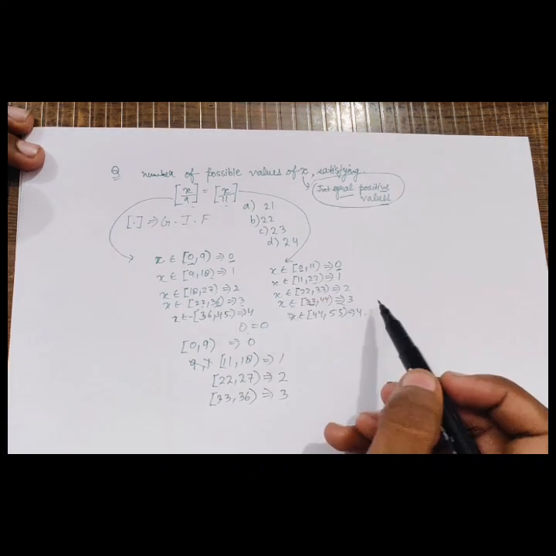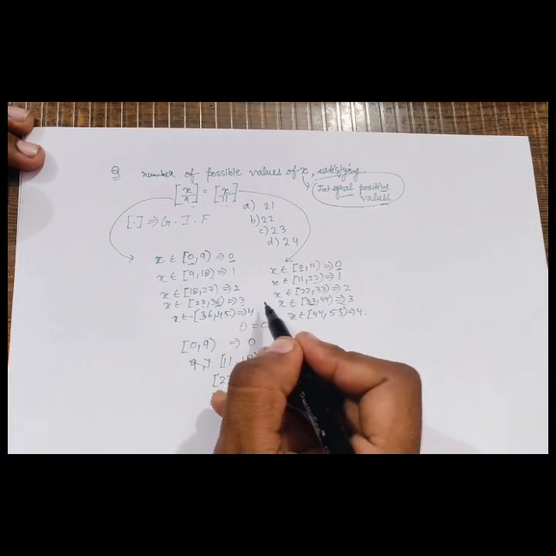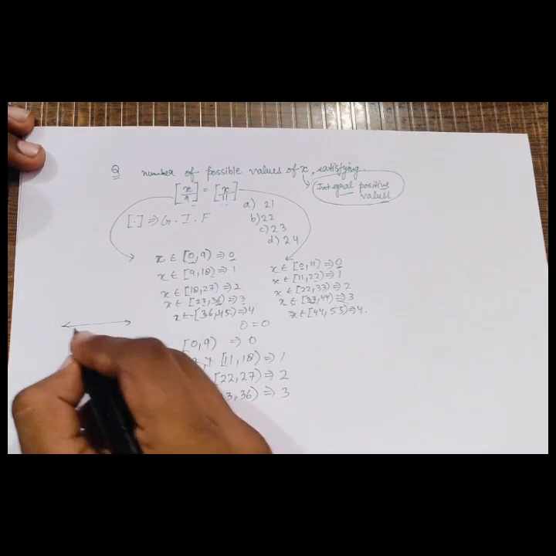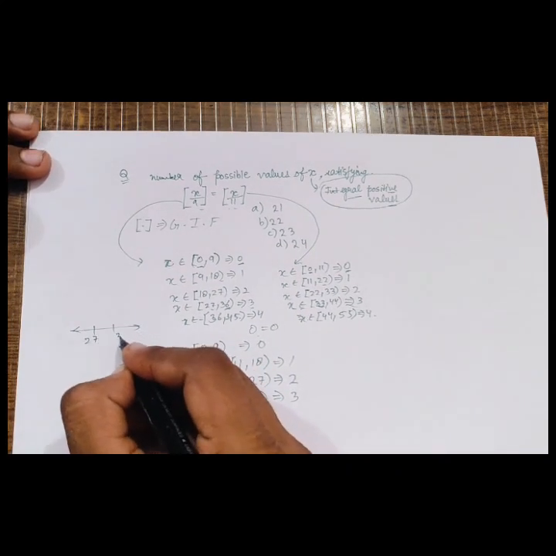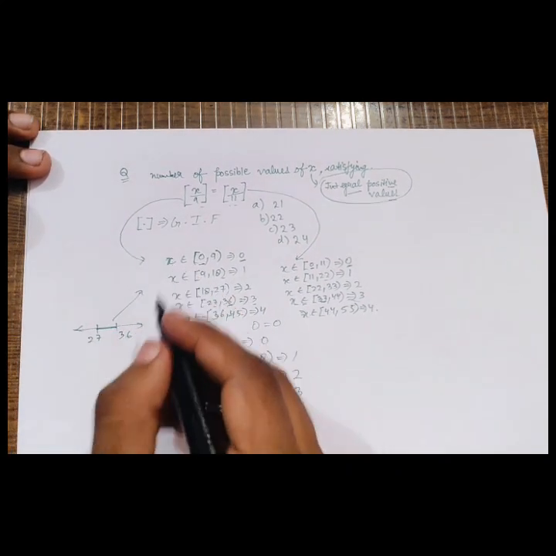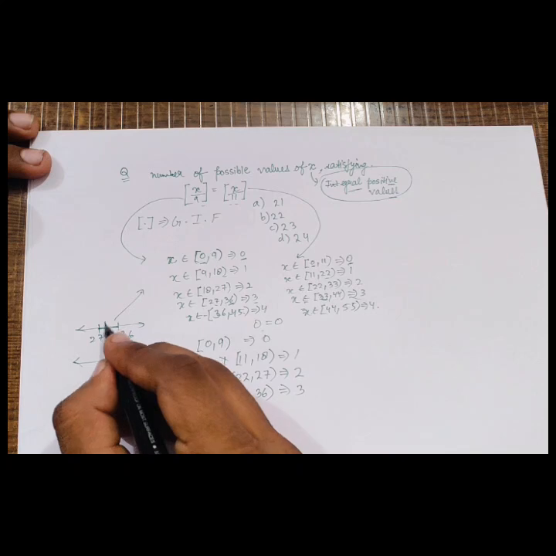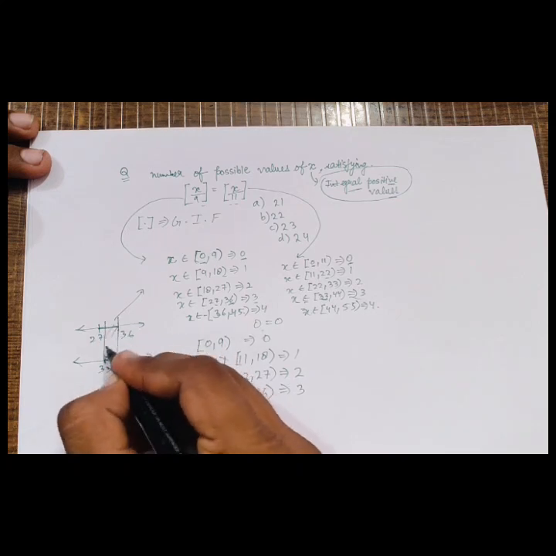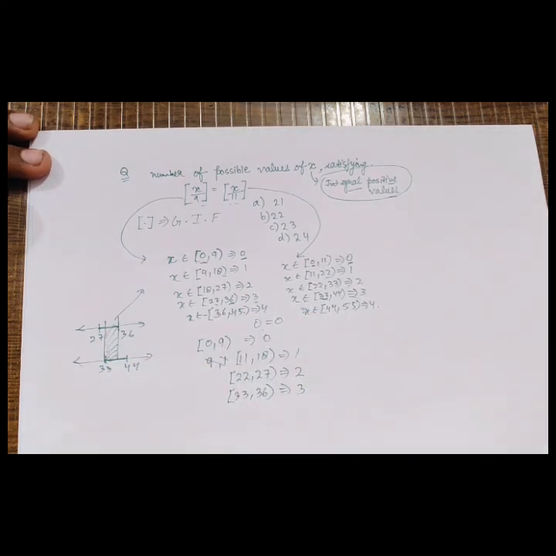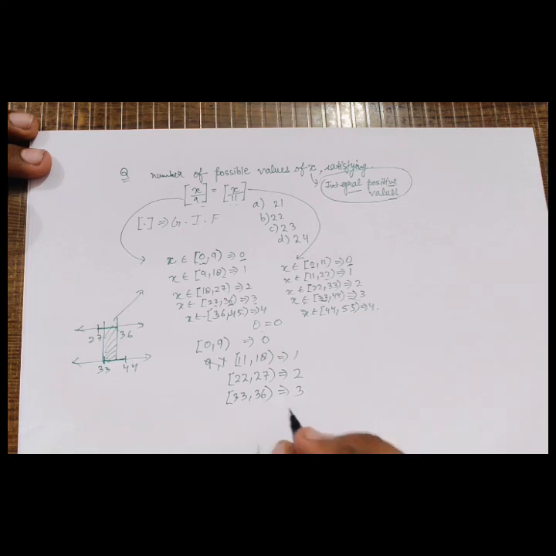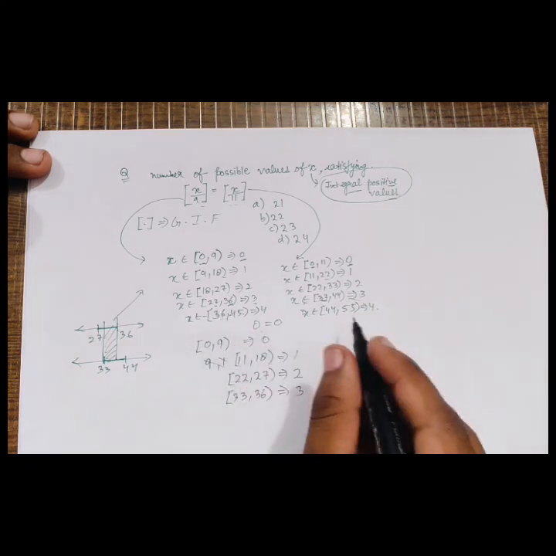I would also like to give you a visual representation of finding this common part, where the domain is 27 to 36 for the box of x by 9 function, and 33 to 44 for the box of x by 11 function. We check the common part. The common part is 33 to 36, right? And 36 is not included.